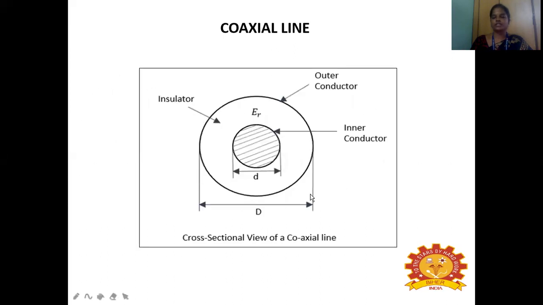This is the cross-sectional view of a coaxial line. This is the inner conductor which has diameter d. Around this inner conductor is the insulating material. Then around the insulating material is the outer conductor, and the diameter of this outer conductor is capital D.